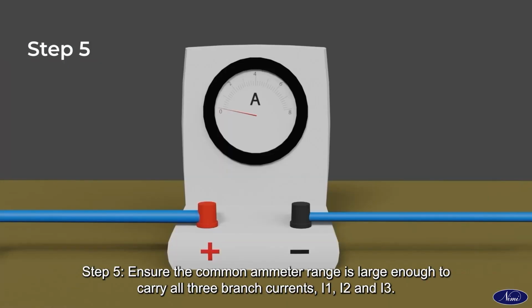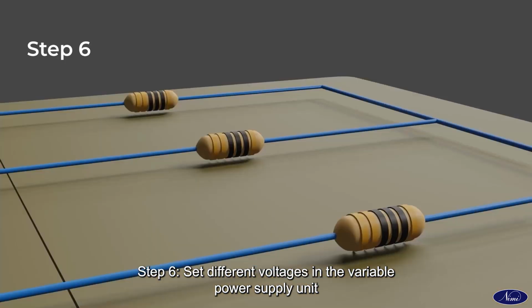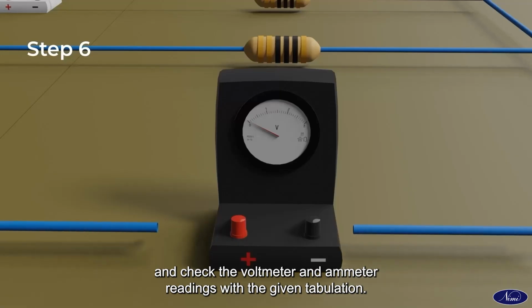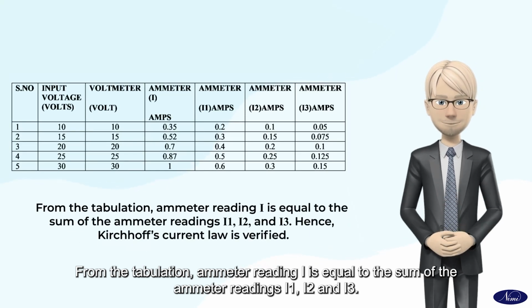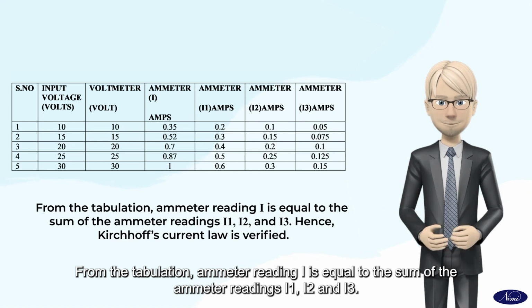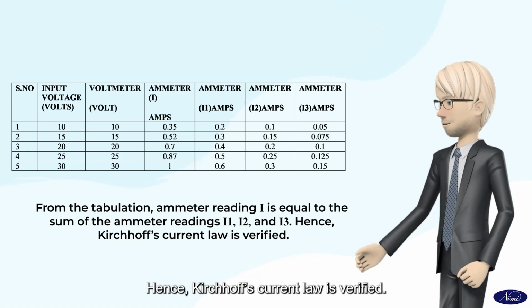Step 5. Ensure the common ammeter range is large enough to carry all three branch currents I1, I2 and I3. Step 6. Set different voltages in the variable power supply unit and check the voltmeter and ammeter readings with a given tabulation. From the tabulation, ammeter reading I is equal to the sum of the ammeter readings I1, I2 and I3. Hence, Kirchhoff's current law is verified.